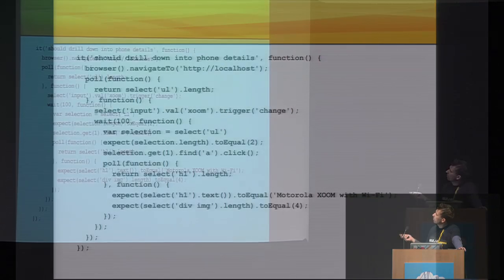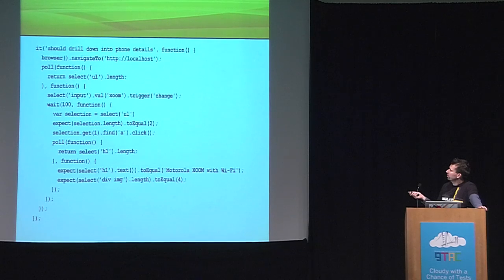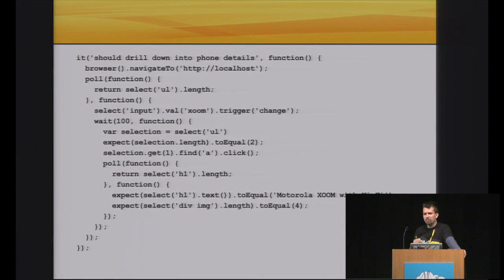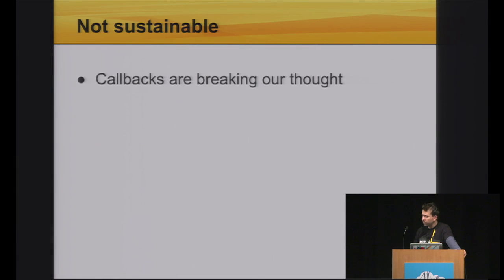So furthermore, we grab the UL, which represents the items. We count that the number of items is 2, and then we find the first item in the list, and we click it. And again, we have the same problem where we have to poll because we don't know how long it will take to transition to the next page, fetch the XHR from the server, and so forth. So the trouble with a test like this, which is a typical end-to-end test, there's two problems with it. First of all, it's not clear how much I have to wait between different pieces. And what comes back to it is that the callbacks are really breaking our thought process, right?